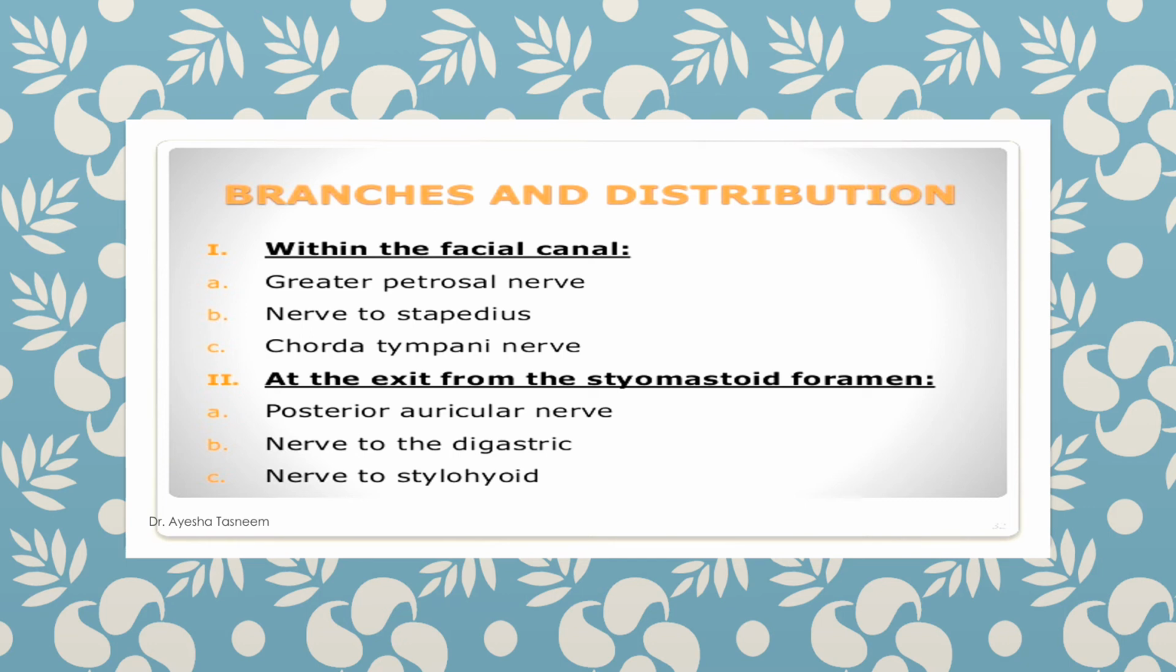Next is the chorda tympani nerve, which is given in the facial canal. It arises in the vertical part of the facial canal, about 6 mm above the stylomastoid foramen. It runs upwards and forwards in the bony canal. It enters the middle ear and runs forward in close relation to the tympanic membrane.